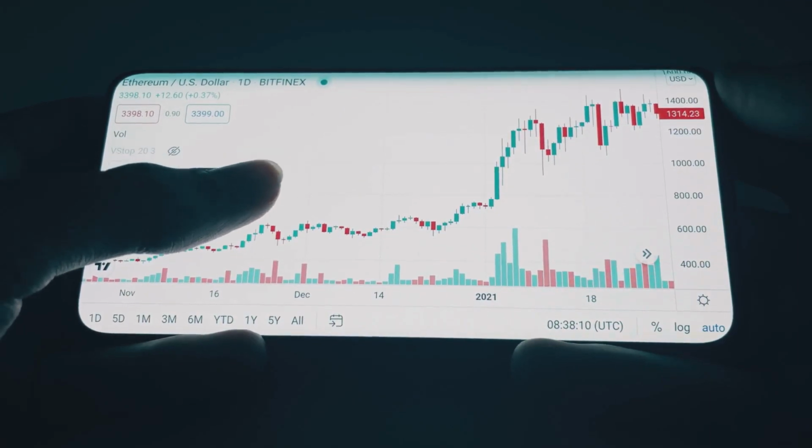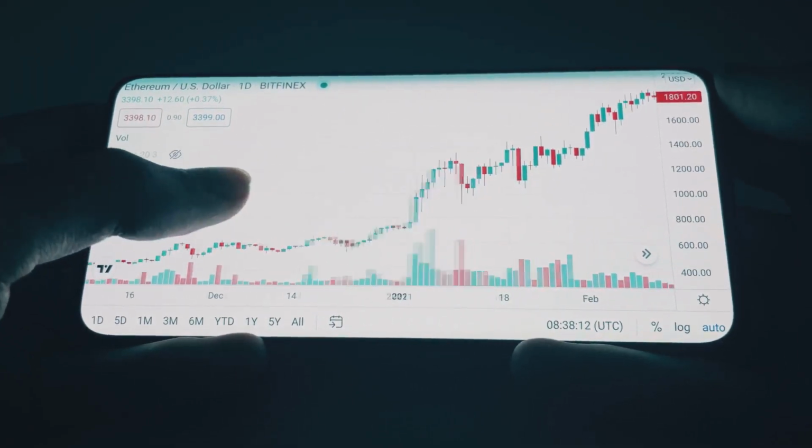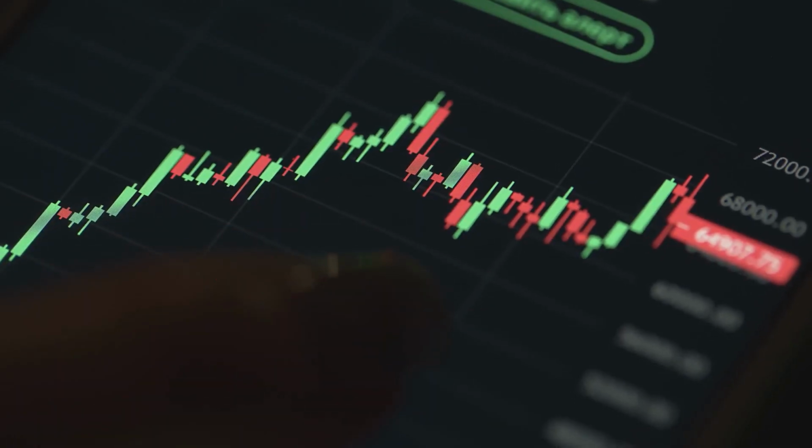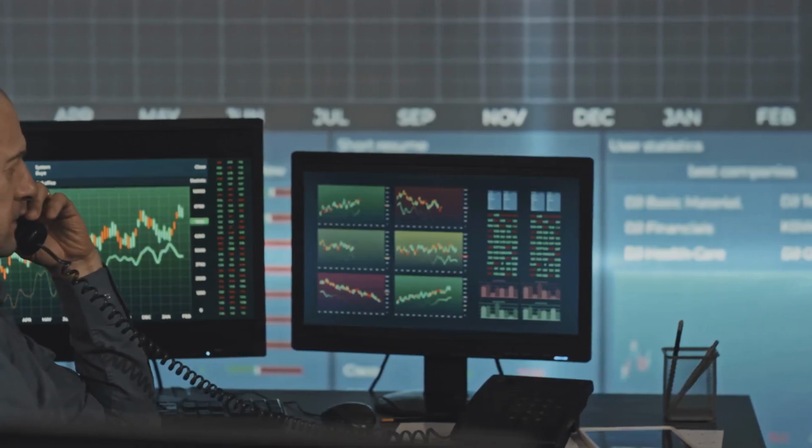The more you practice, the better you'll get at interpreting their signals. Keep learning, keep testing, and trade smart. Momentum oscillators are powerful allies, use them wisely.